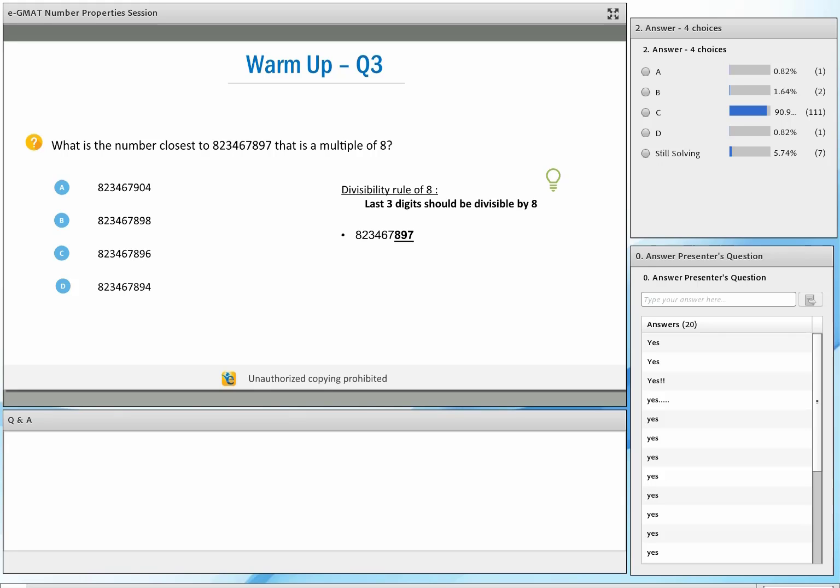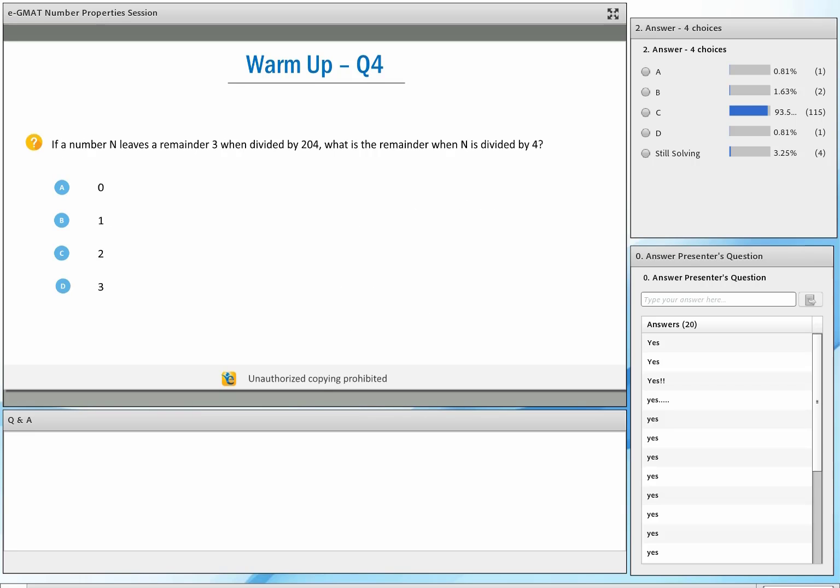So essentially what you do is you take a look at the number 897. When you divide that by 8, it leaves a remainder of 1, which means that the closest number should be 896. And again, you can even do the calculation here. You could have simply taken up these numbers and divided them by 8 to see which ones are multiples of 8, right? So that also could have been done. All right, so this one is a relatively straightforward one.